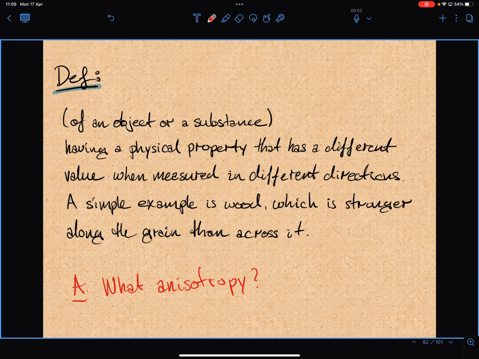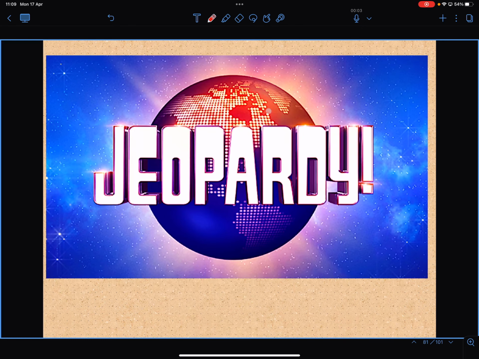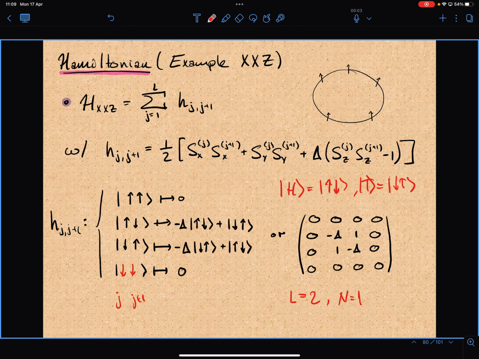For me, I kept seeing this in the XXZ literature a lot, and they were like anisotropy, and I didn't know what the vocab meant. So you'll see this sometimes. And going back to our model, can anyone spot the anisotropy parameter?